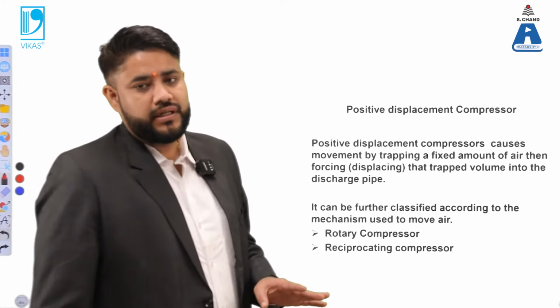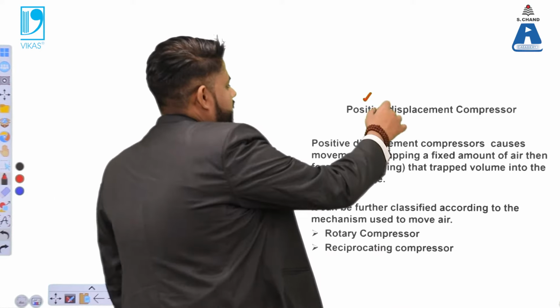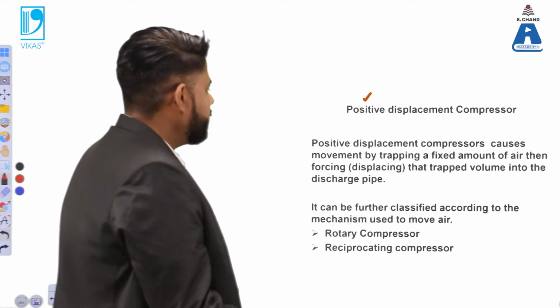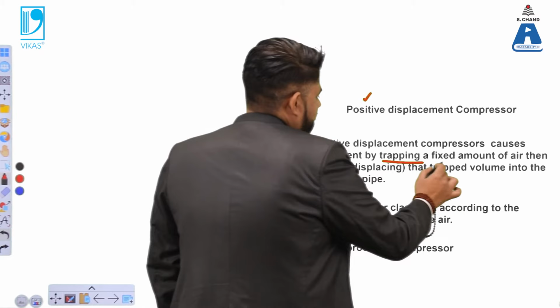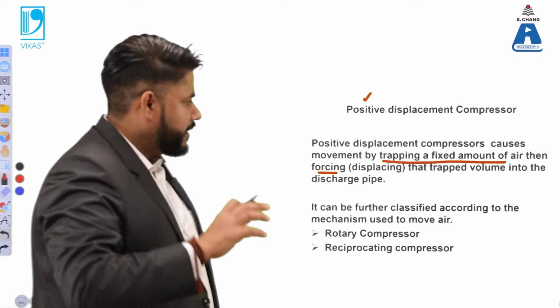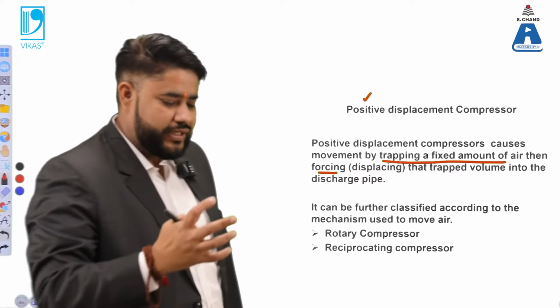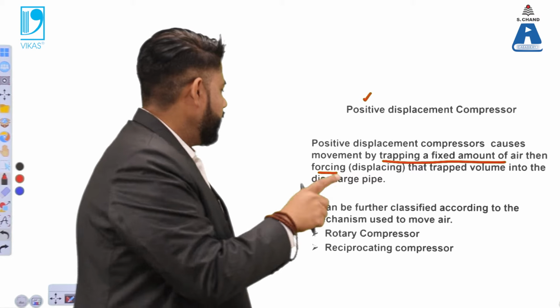Now this is another category, which is related to the positive displacement type compressor. Positive displacement type compressors basically cause movement by trapping a fixed amount of air and then forcing that trapped volume into the discharge pipe. So it captures that particular fixed volume and forces that volume into the discharge pipe.